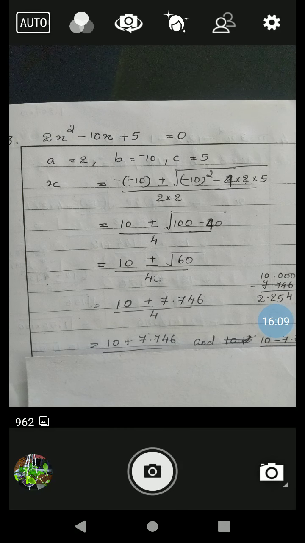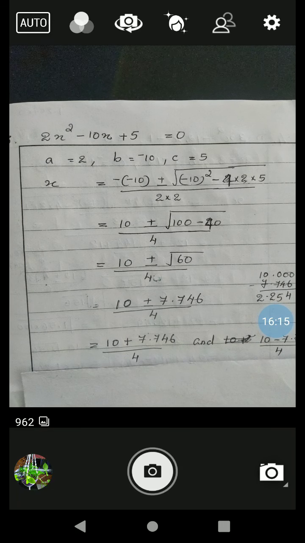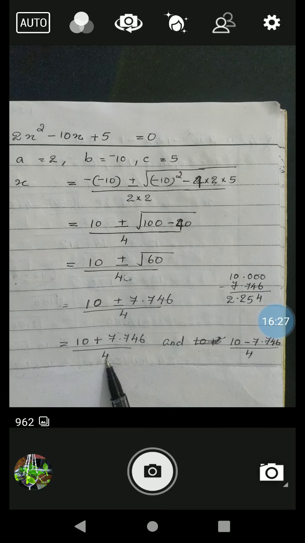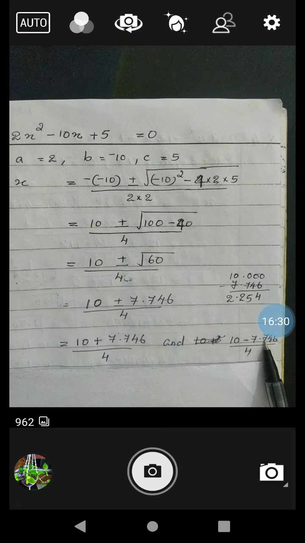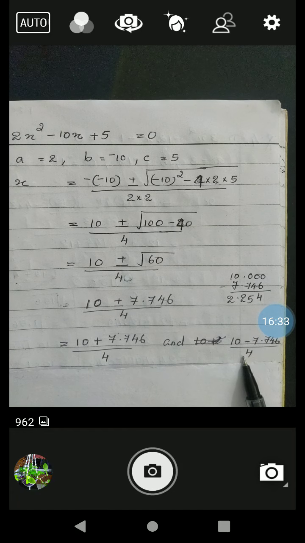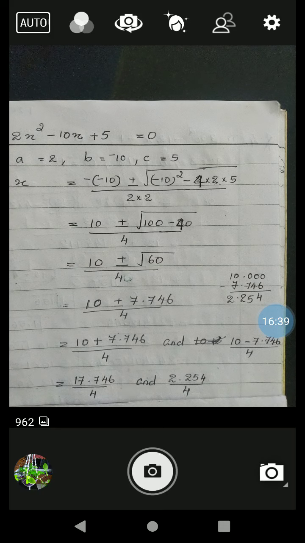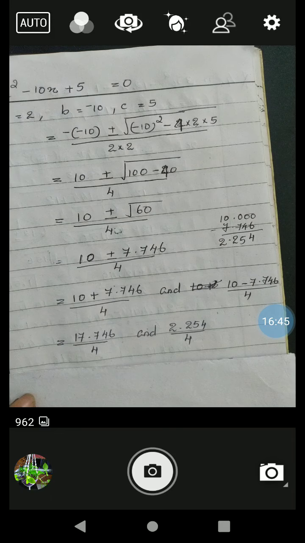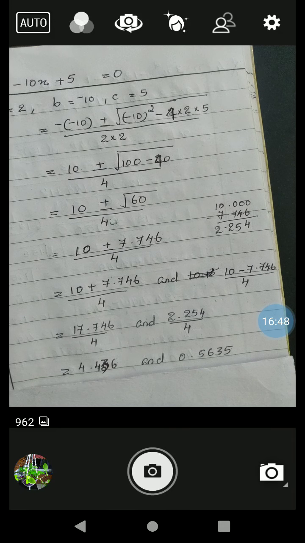Therefore, the values are 10 plus 7.746 by 4 and 10 minus 7.746 by 4. Okay? Just add these two and divide it by 4, and subtract this from 10 and divide that value by 4. Then you will get this result. Then next is 4.436 and 0.5635.